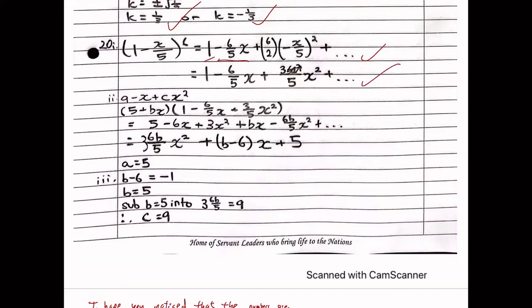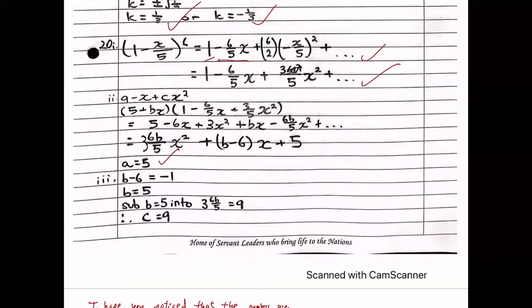What's part 2? The first 3 non-zero terms in the expansion of 5 plus bx multiplied by 1 minus x over 5 bracket power 6 are a minus x plus cx squared. State the value of a. All right, so a is the constant term. That means we want to expand until we get the constant term. So I see constant here, I see constant here. That's the only way. So 5 times 1, which is 5. So a is equal to 5. Correct. Good. Next, we want to find the value of b and c for part 3.